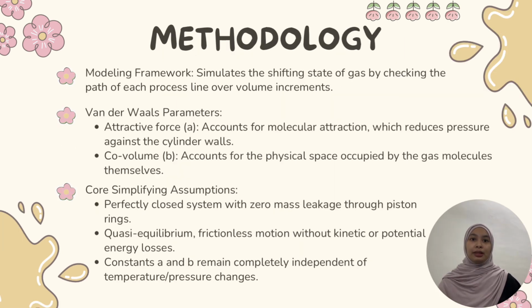To pull this off mathematically, the methodology evaluates the gas state by tracking the continuous path of each process line over discrete volume increments. To correct the flaws of the ideal gas model, the real gas calculations integrate the two classic van der Waals parameters. Parameter A accounts for the attractive forces between molecules, which pull them away from the container walls and reduce the observed pressure. Parameter B, known as the co-volume, accounts for the actual physical space that the gas molecules occupy.